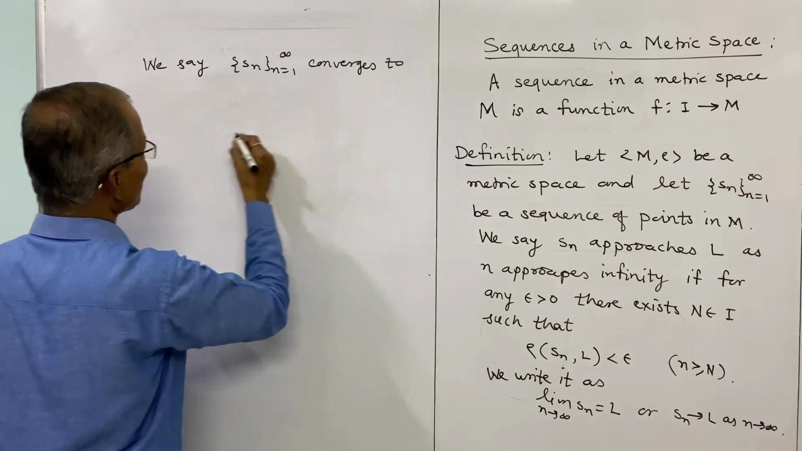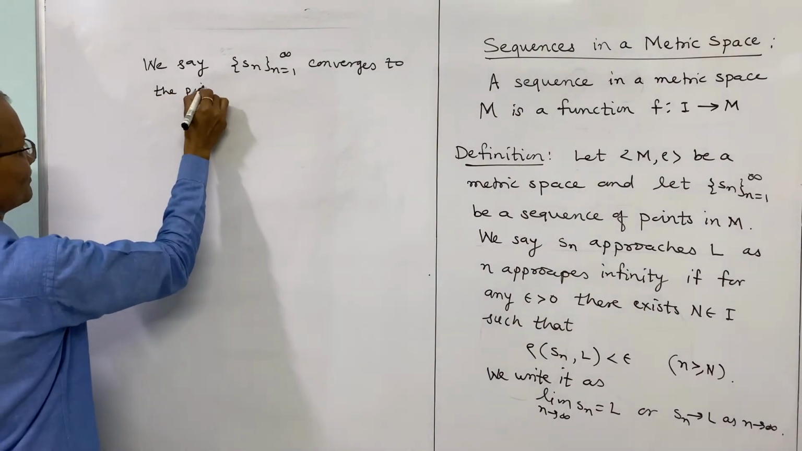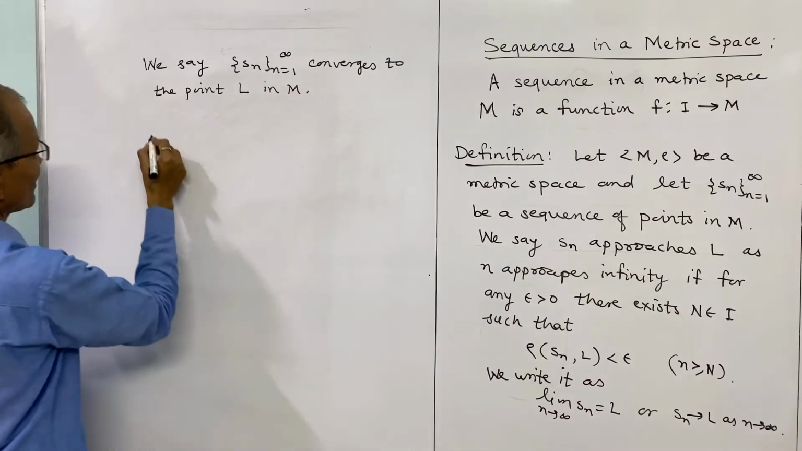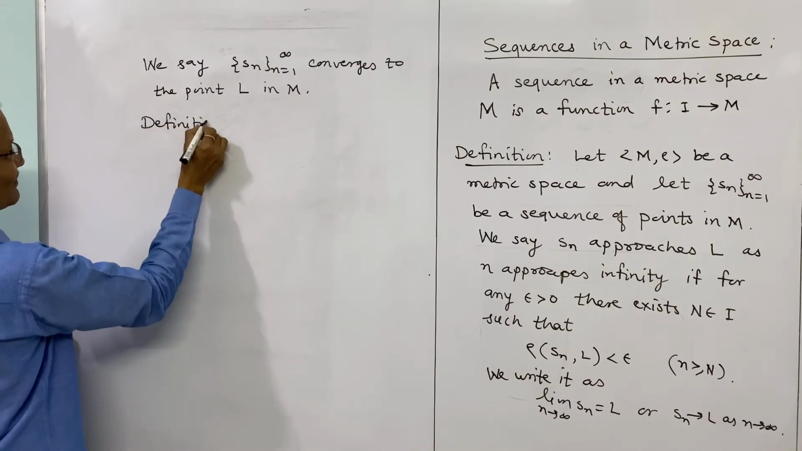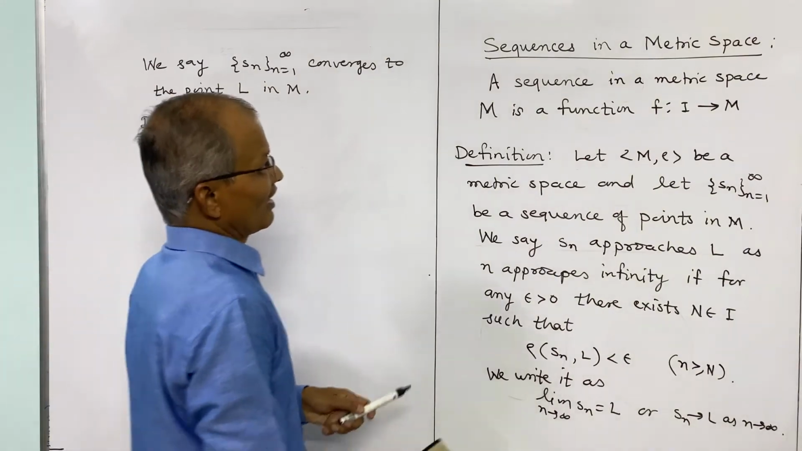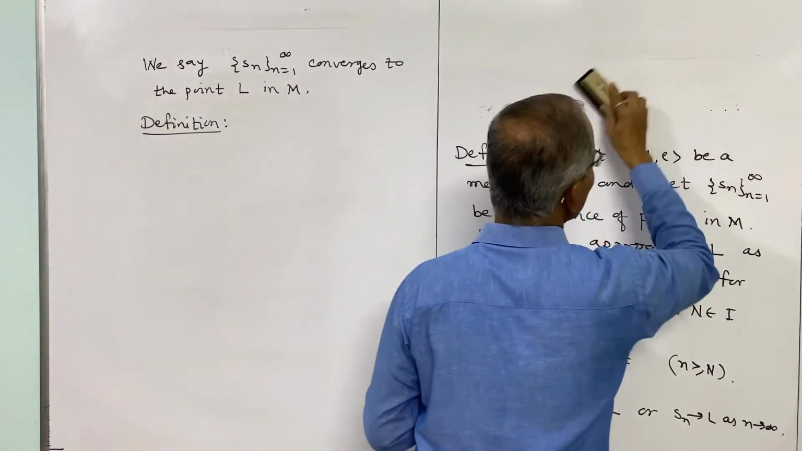converges to L or to the point L in M. Now we define a Cauchy sequence. Now what will be the definition of Cauchy sequence? We know the earlier definition of Cauchy sequence of real numbers.